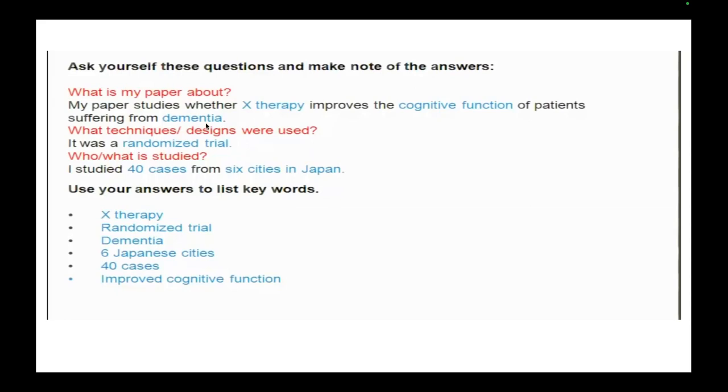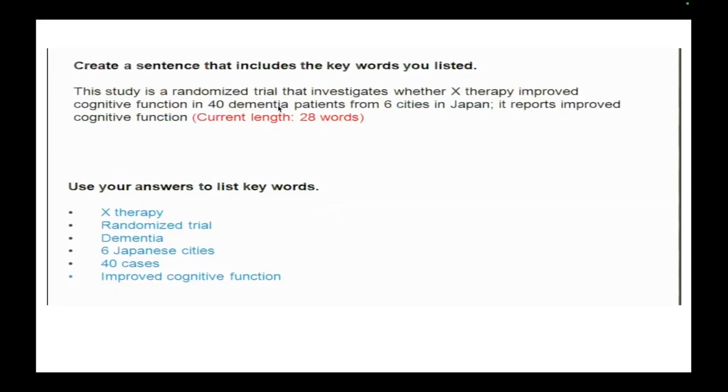For example, these are the words: X therapy, randomized trial, dementia, 6 Japanese studies, 40 cases, improved cognitive function. So these are the words that you have chosen from your study overall. Now you have to create a sentence using these words. So all these words should be in the sentence.